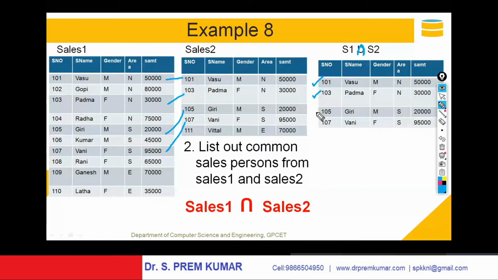105 is common here and there. You are having 105. 107 is common here and there, that is 107. So this is nothing but intersection. Intersection is the common tuples of sales 1 and sales 2 that will be resulted. That is the purpose of the intersection operation.